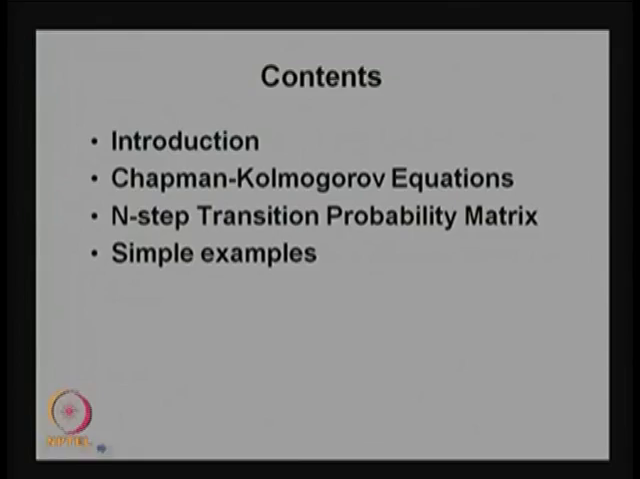This is discrete time Markov chain, and this is lecture 2. In this lecture we are going to discuss the Chapman-Kolmogorov equations. Then we are going to discuss the n step transition probability matrix, and we are going to discuss a few more examples in this lecture.